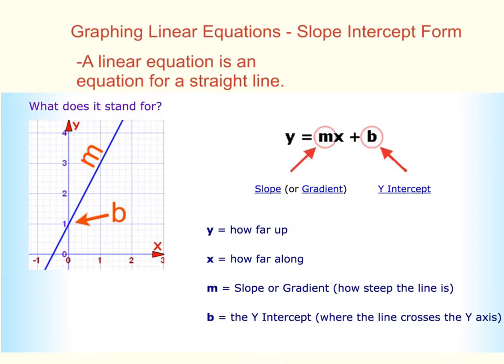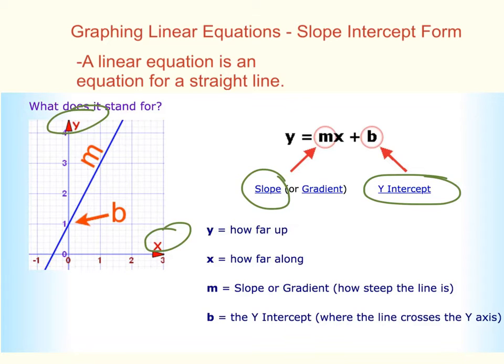This equation, as you can see here, is y is equal to mx plus b, where m is our slope and b is our y-intercept. The different pieces of the equation, besides m and b, include y, which is how far up, which you can see on our graph here. X is how far along, which you can see here. M, like we said in the equation, is the slope, which is how steep the line is.